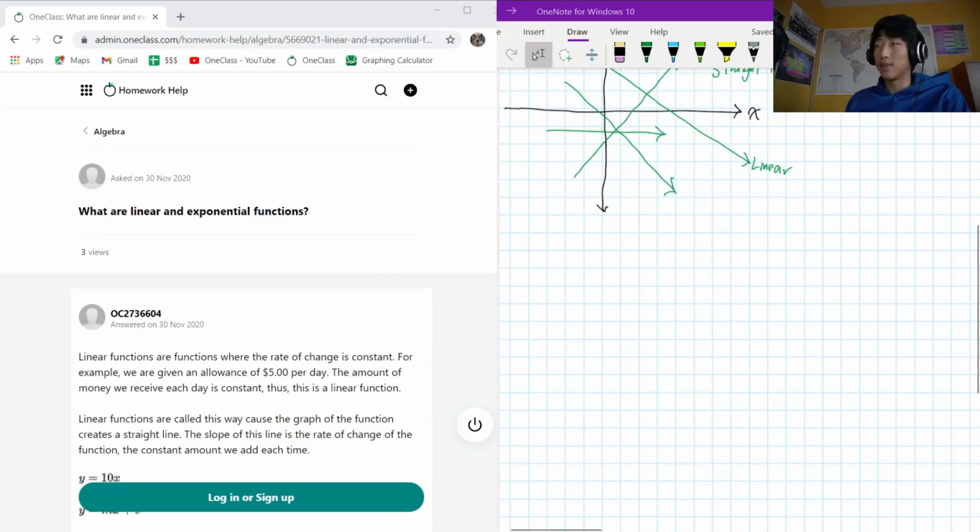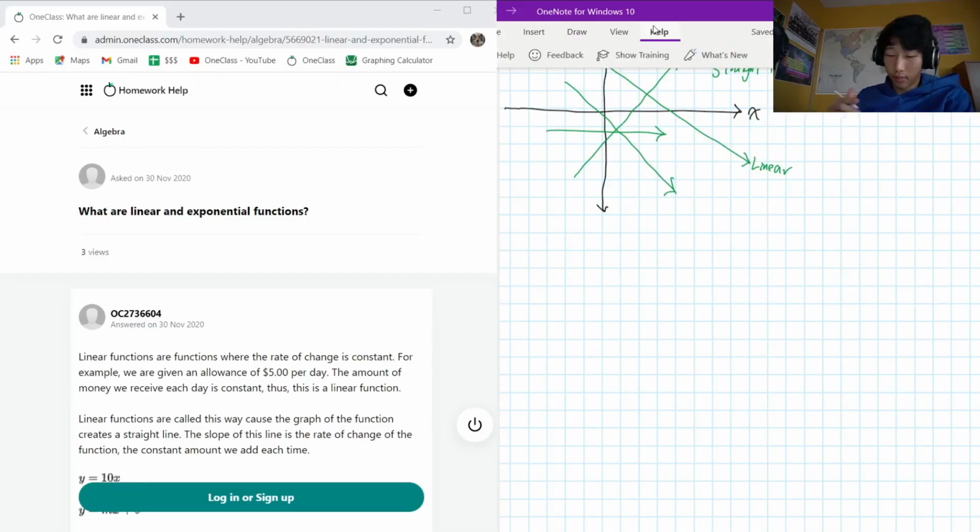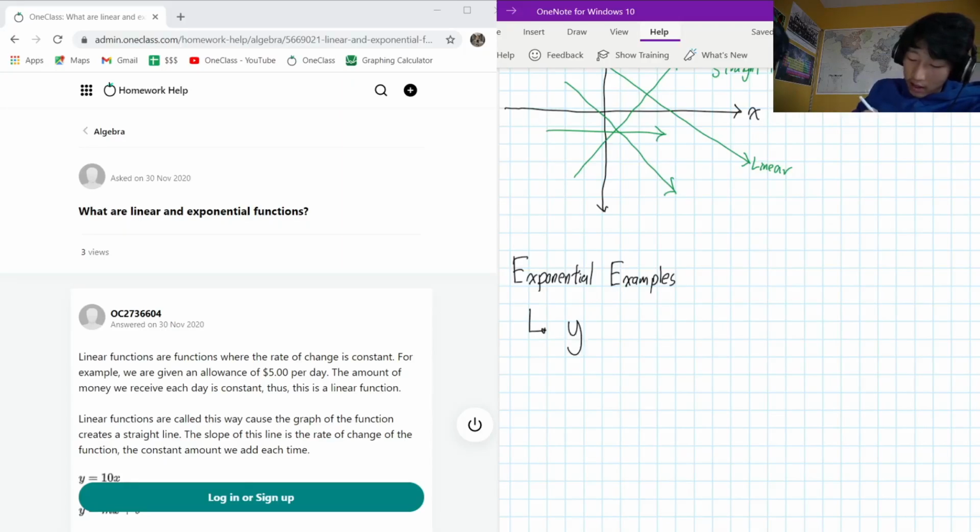Now let's see some exponential examples. So they're always going to have this form. We're going to have y is equal to the base to the power of x. This is the general form.